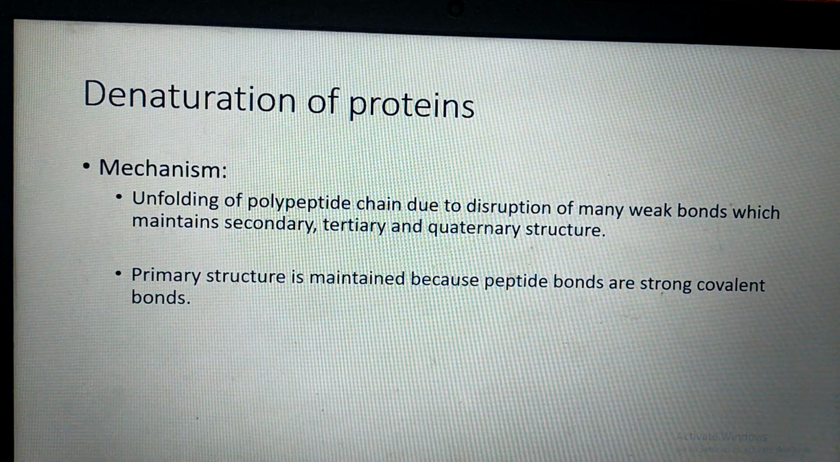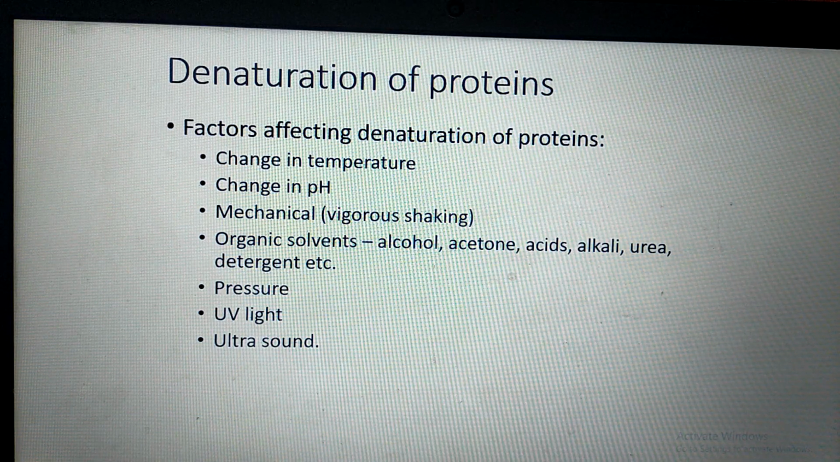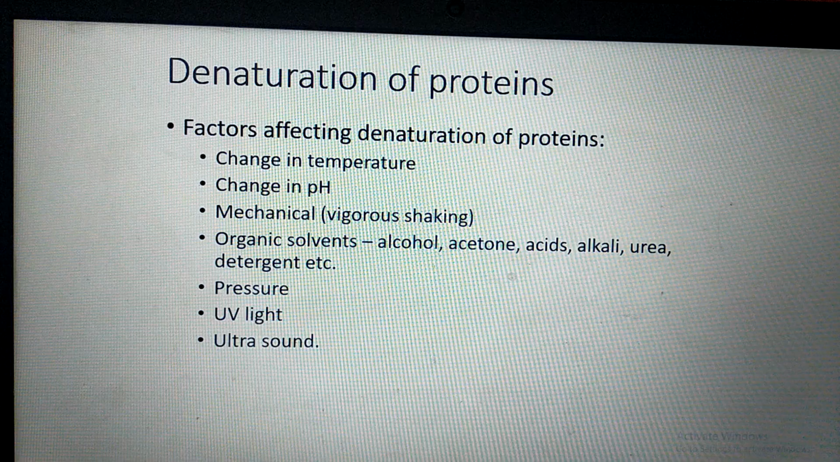Now factors which cause denaturation of proteins are change in temperature, change in pH, and mechanical means: if you take a protein in a solution and shake it vigorously, then the protein loses its function. Some organic solvents like alcohol, acetone, acid, alkali, urea, detergent, etc. If you add these to the protein solution, again proteins undergo denaturation. Protein also shows denaturation by pressure, ultraviolet light and ultrasound. So these are the factors responsible for denaturation of proteins.